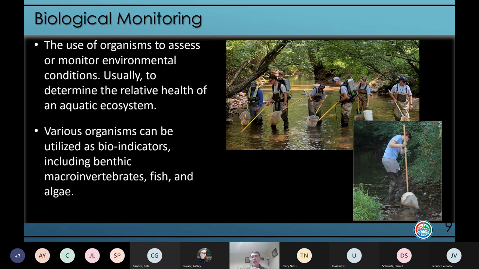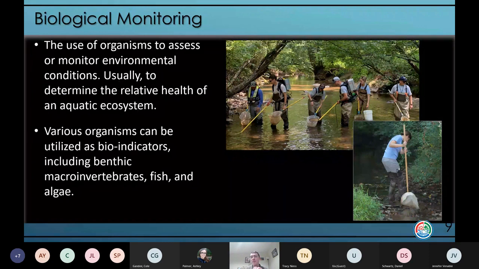Once we catch them all, we go through them all, ID all of them, and count the number of species and also the number of overall fish that we find. And then we put them back in the stream once we've identified all of them. And that's the best way to get an overall sample of all of the fish living in a stream.